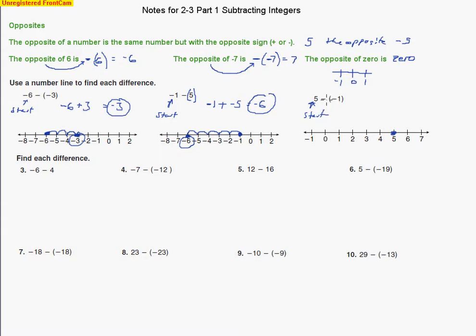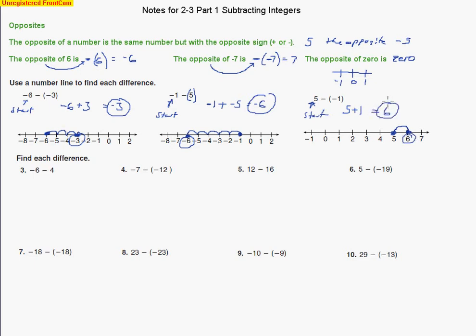Well, what is the opposite of a negative? That's what it's saying. 5, and then I need to take the opposite of negatives. So the opposite of negatives is a positive. It's the same thing as adding 1, so I'm just going in the positive direction, 1 space. So 6 is the answer.